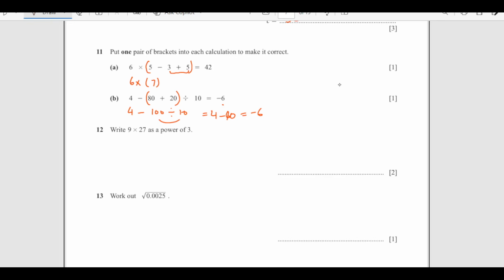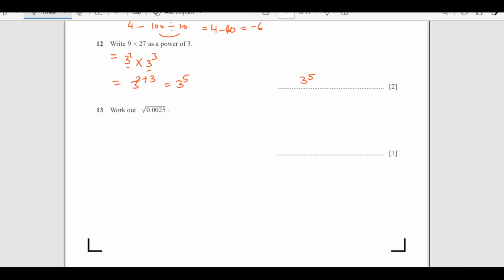Now write this as a power of 3. You know that 9 can be written as 3 squared and 27 can be written as 3 cubed. So we use the exponent rule: the base is the same, so 2 plus 3. When we have the same base, then we add the powers. So this is 3 to the power 5, right?